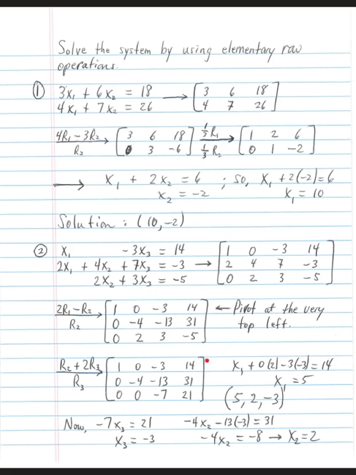Finally, go to the top row of your row-reduced matrix. 1x1 plus 0x2 minus 3x3 equals 14. That's going to go to 0. That becomes positive 9. So 14 minus 9 is 5. And then you put everything in order, and you have 5, 2, negative 3. That ordered triple is the solution to this equation.